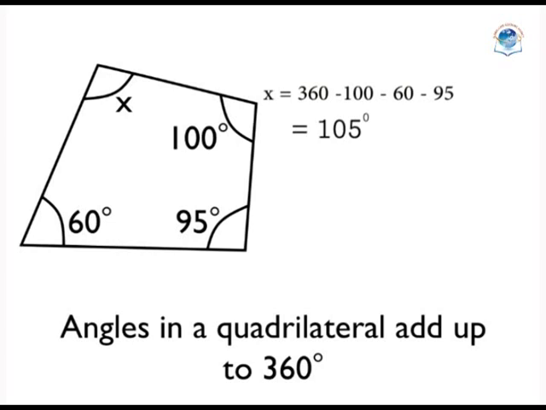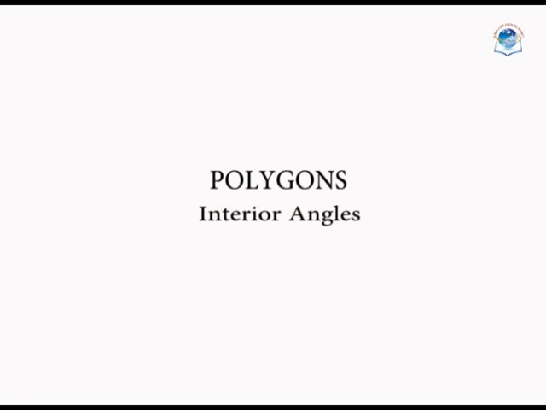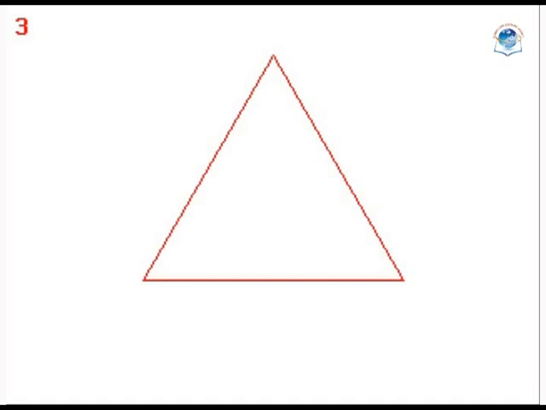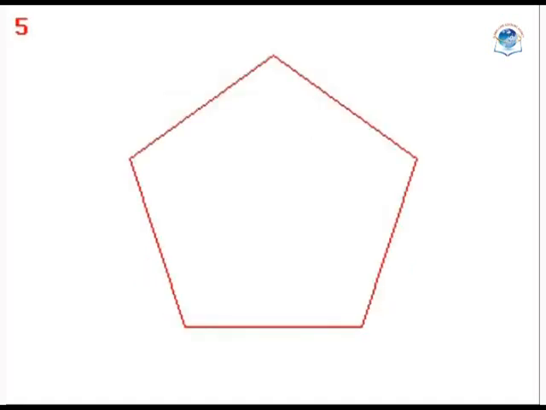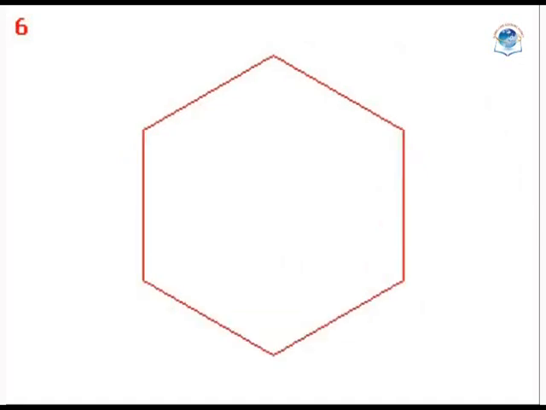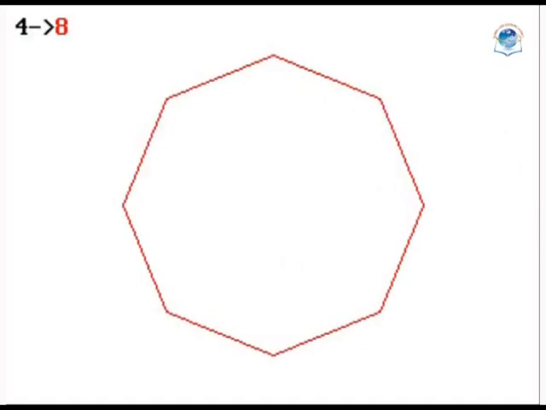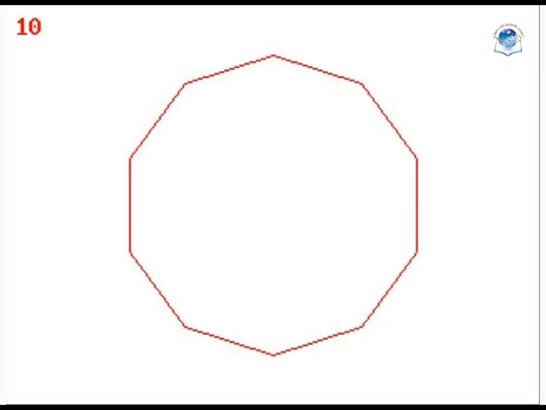We look at interior angles of a polygon. Now, a polygon may be regular or irregular. A regular polygon has equal sides and equal angles, and an irregular polygon is just the opposite. Incidentally, the number of interior angles in any polygon equals the number of sides.